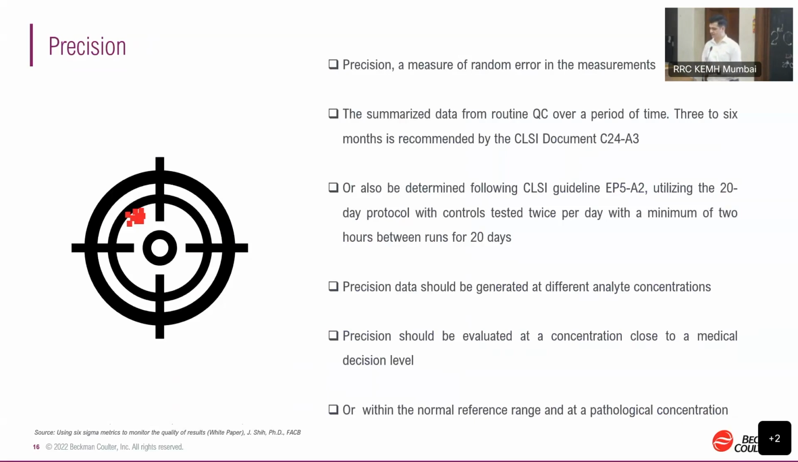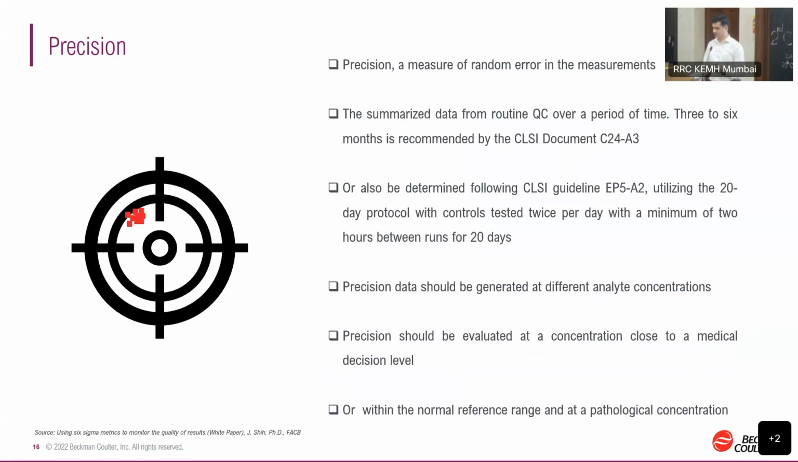So these are two ways. The precision data should be generated at different concentrations, which is important because your CV may be different at various levels of the analyte. Let's say for AST, if you perform the CV at a minimum value of 7 or 10, your CV will be different, and if you perform it at 20 or 25, it will be different. But you need to consider the clinical decision points, so it should be within the range of that analysis.